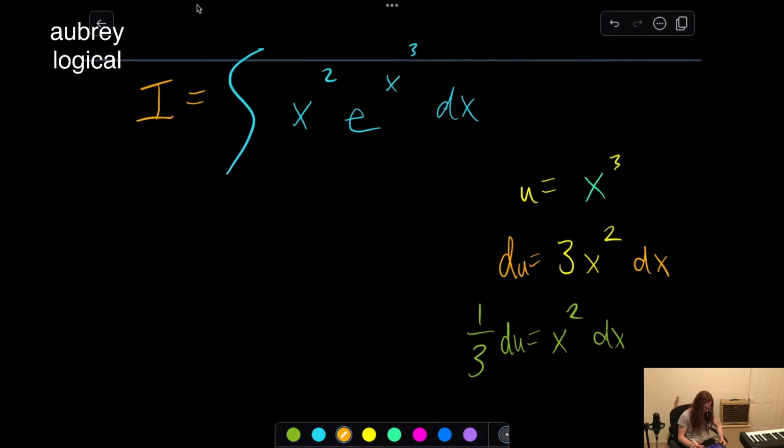So now putting this back into terms of this problem, u is x cubed, so we're going to have e to the u, and then x squared dx is going to become 1/3 du. Oh, oops.